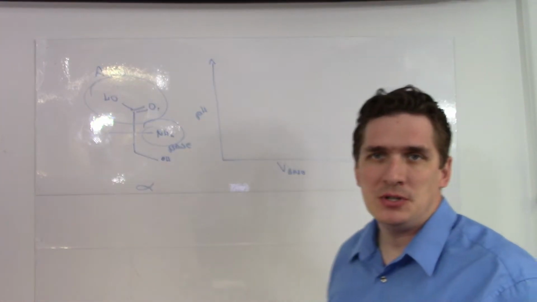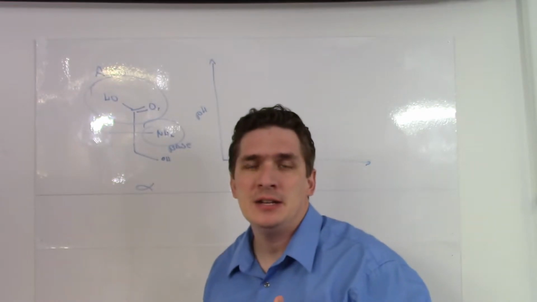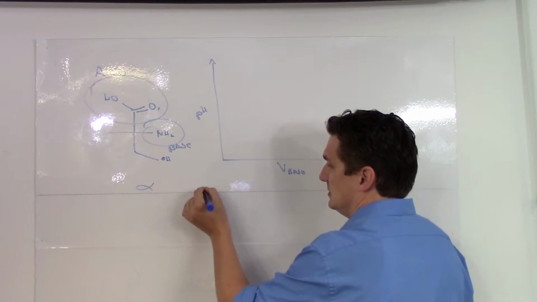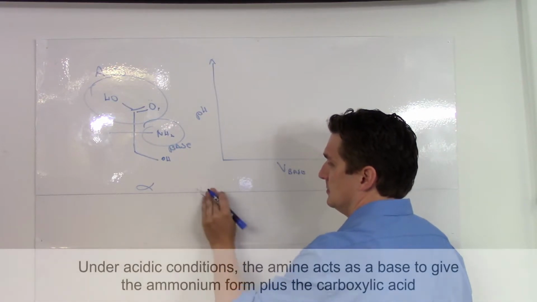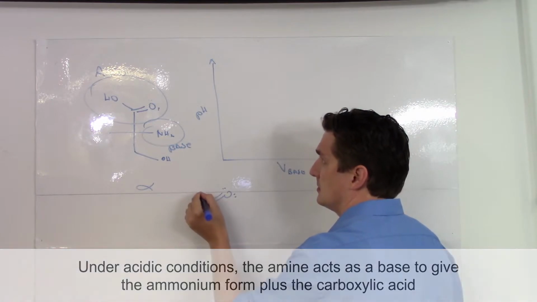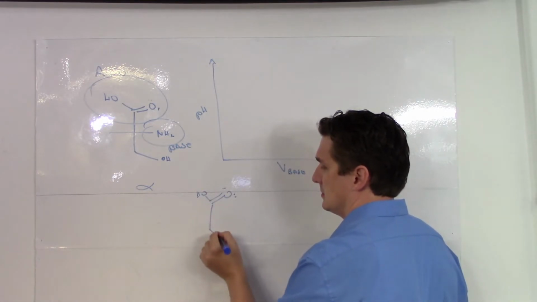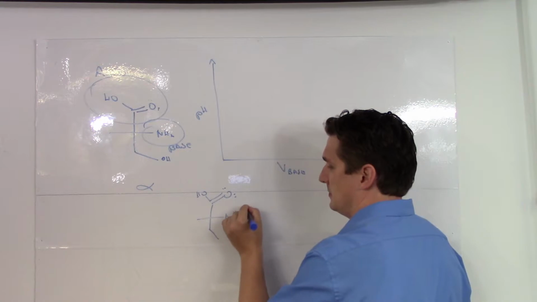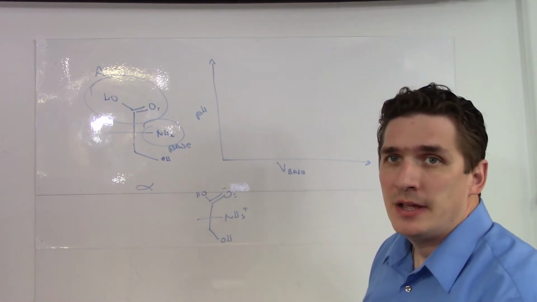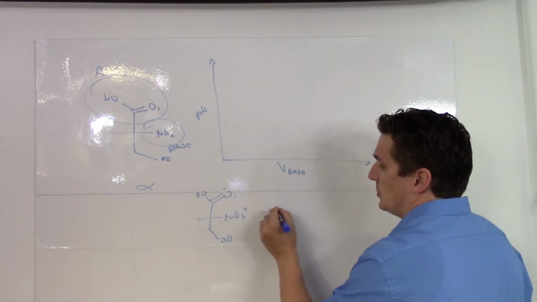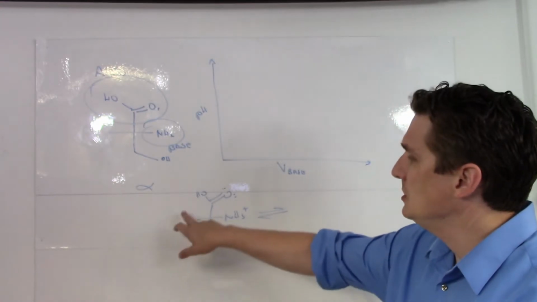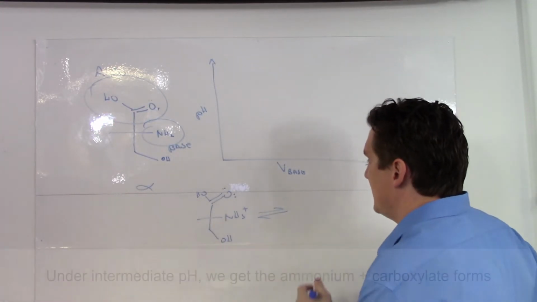When we just put it into water, the amine here is going to act as a good base. And so we're going to end up getting the NH3+. Now, as we start adding more base to it, we're going to start deprotonating, but we're not actually going to deprotonate the amine. What we're going to do is deprotonate the carboxylic acid.